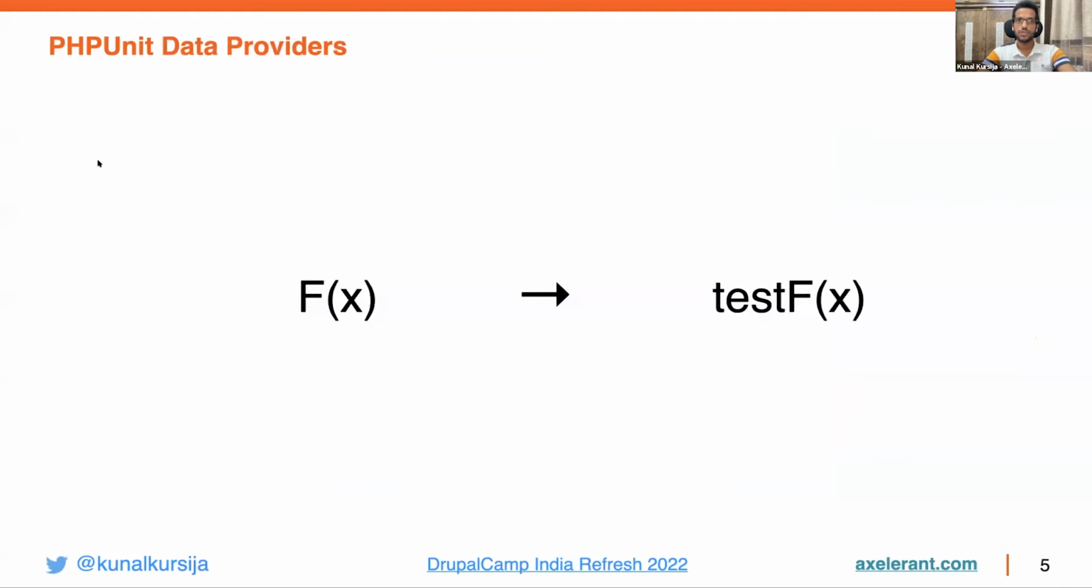In a very short form, PHPUnit data providers are nothing but functions that provide input data and the expected output to the test function, so that your test function iterates through that data and checks if the input and output are matching or not. That's it. That is what PHPUnit data providers are.